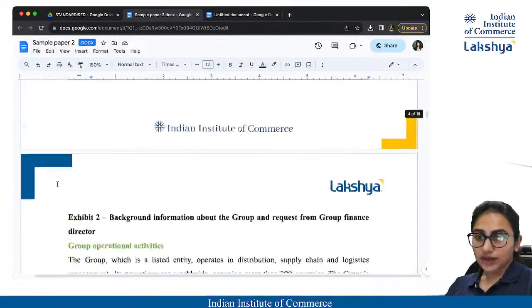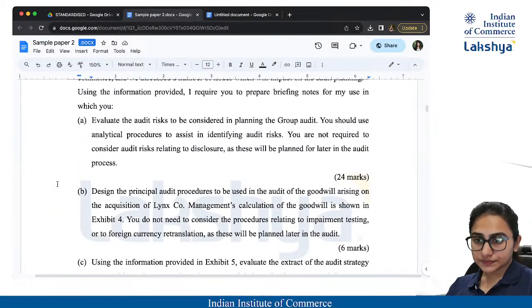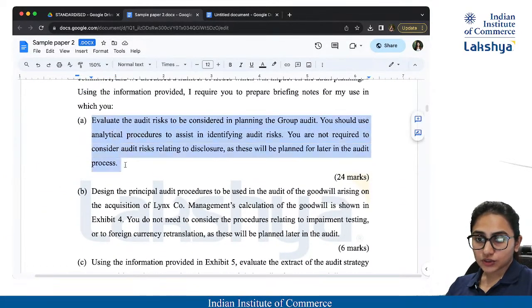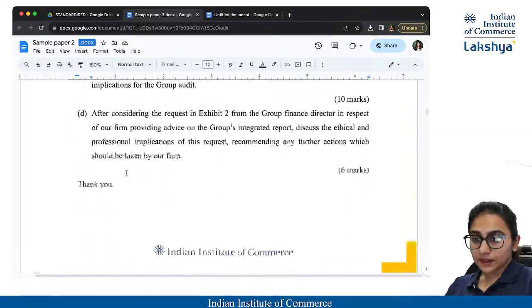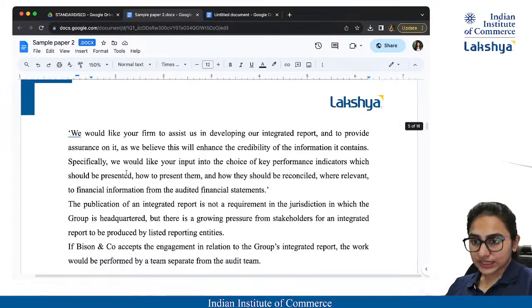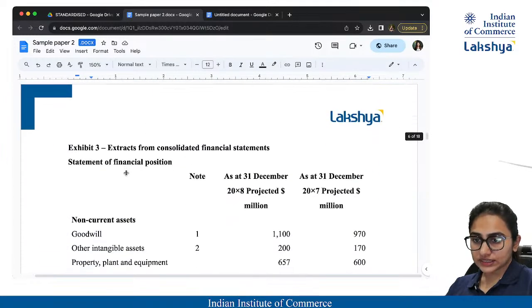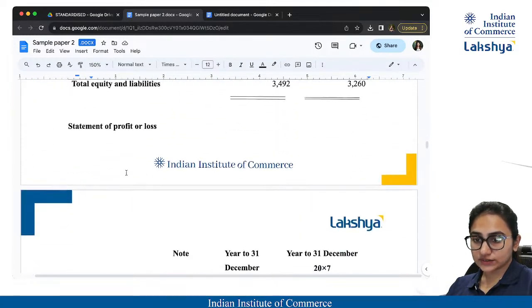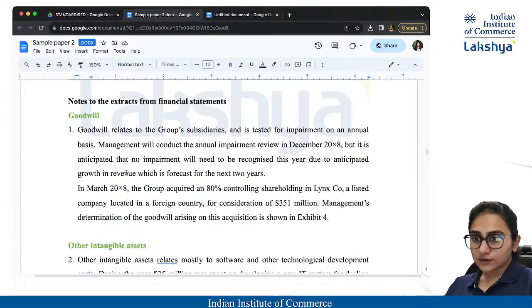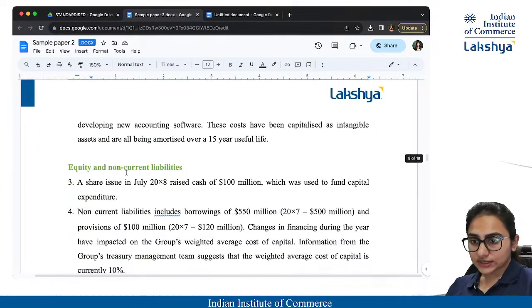So for now, we have to solve this part. Evaluate the audit risk to be considered in planning the group audit. You should use analytical procedures to assist in identifying audit risk. You are not required to consider audit risk relating to disclosures, as this will be planned for later in the audit. Okay, so we read Exhibit 2 entirely. We got a background of the group. Then the third one is extract from consolidated financial statements. 4 is notes from the extract.